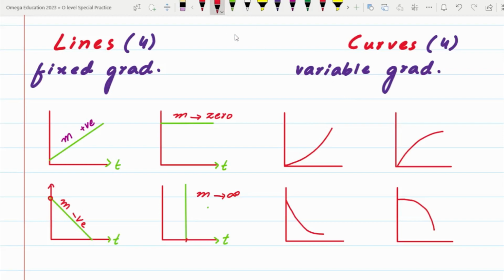Let's talk about the curves now. So curves do not have constant gradient, and if they ask you in paper to find the gradient of a curve, they would always ask you to find the gradient of a curve at a certain point, at a specific point, because otherwise the curves have different gradient at different points. So let's talk about the first one.